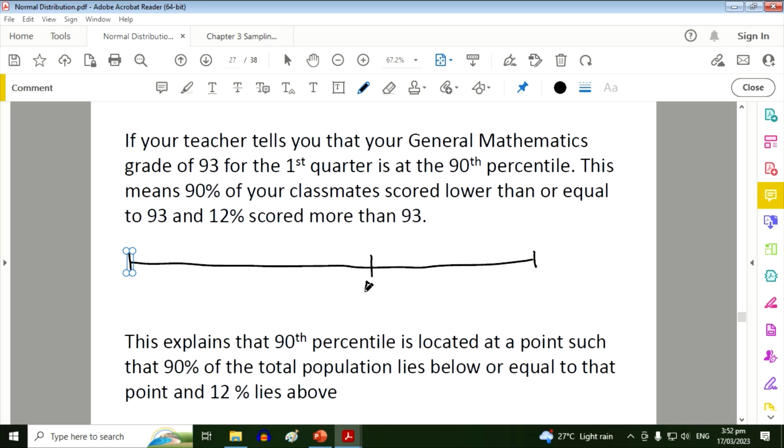So if we have here the 90th percentile, and your score, the value here, is 93, or your grade. If you receive a 90th percentile for your grade of 93, then it means that you outperformed 90% of your classmates. And this is just 10%, so that was a typo. So 10% scored more than your grade of 93. This explains that the 90th percentile is located at a point such that 90% of the total population lies below or equal to that point, and 10% lies above that point.